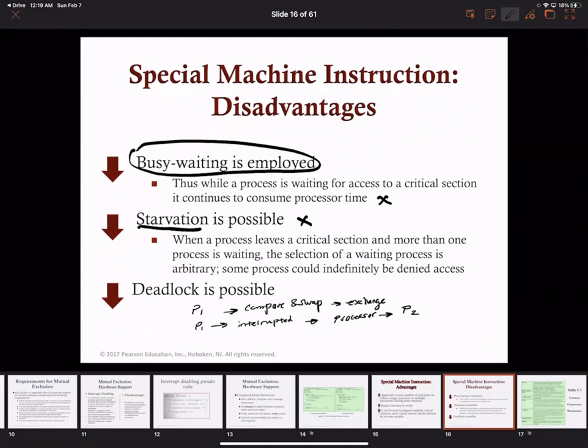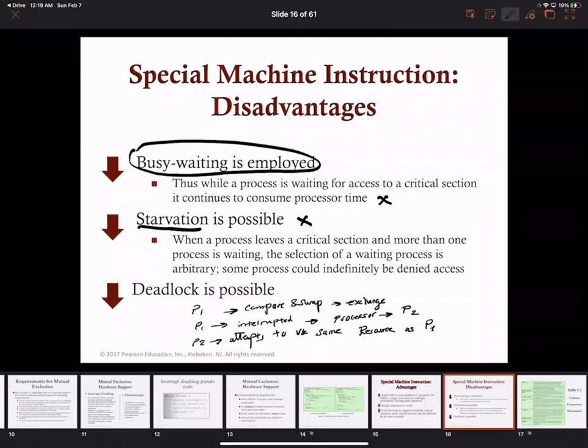If P2 now attempts to use the same resource as P1, it will be denied access because of the mutual exclusion mechanism. At this point, it will go into a busy waiting loop. However, P1 will never be dispatched because it is of lower priority than the ready process P2. So that will lead to a deadlock.